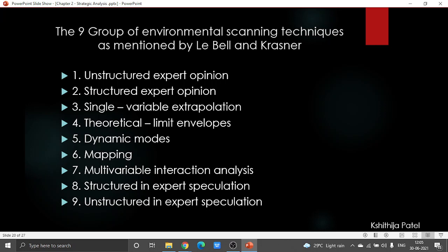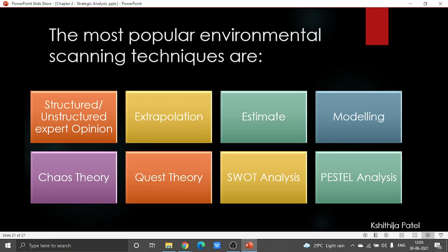Now these 9 methods that have been mentioned in this particular slide have been given by two management authors, that is Liebel and Kranzer, in their research. But among all these methods, there are quite a few environmental scanning techniques which are popular, which are being used by industries and business organizations all over. And in this regard, the first one is structured or unstructured expert opinion. So what could possibly be structured or unstructured expert opinion? From hearing the name itself, we can understand what kind of environmental scanning this could probably be.